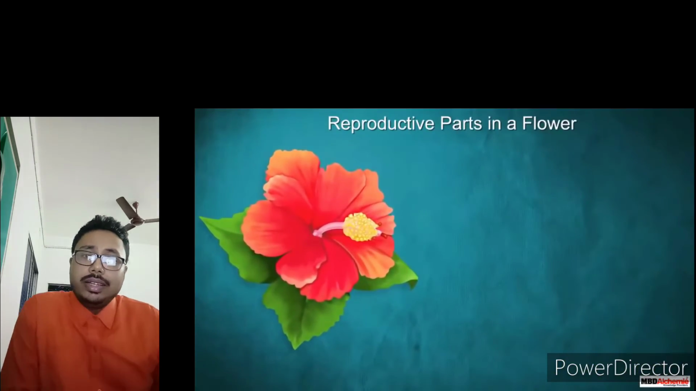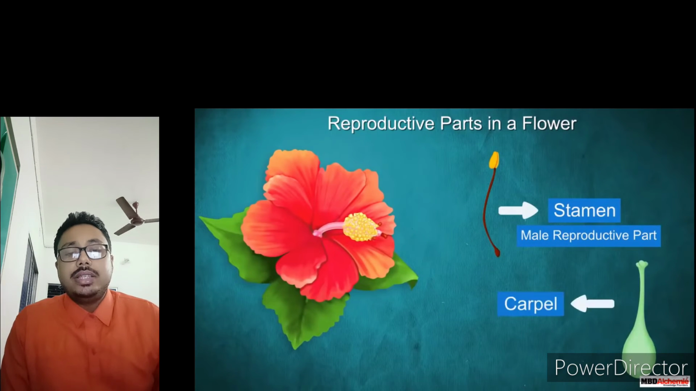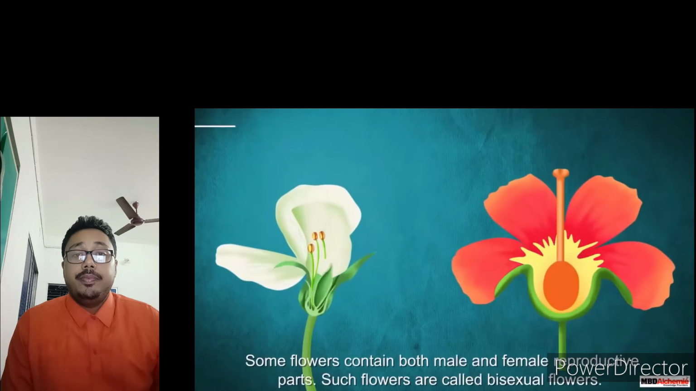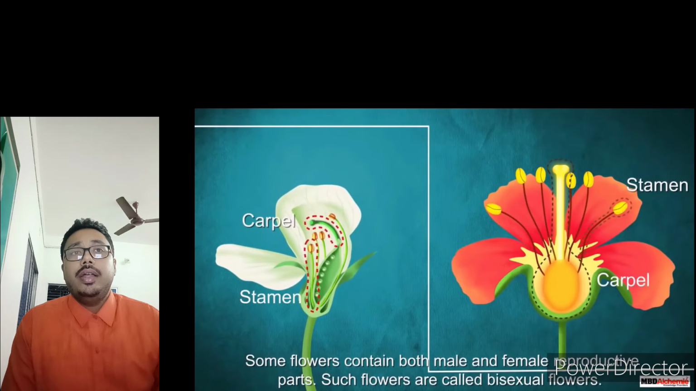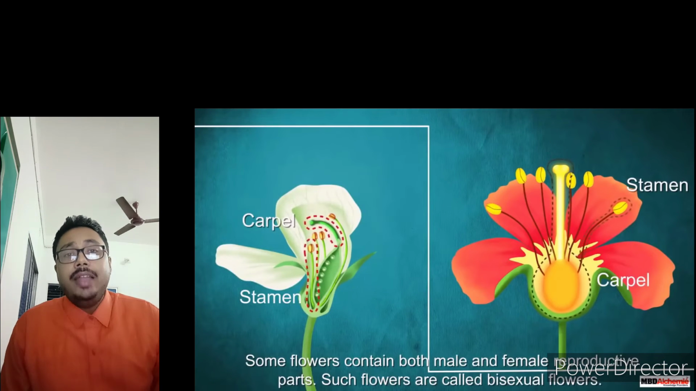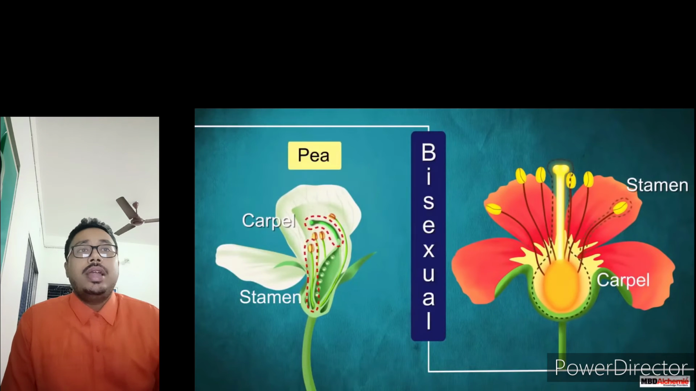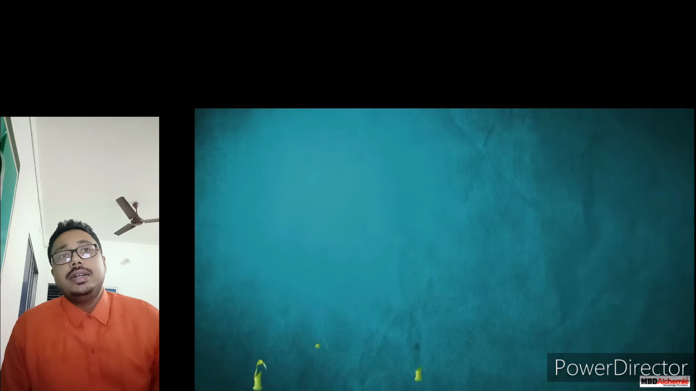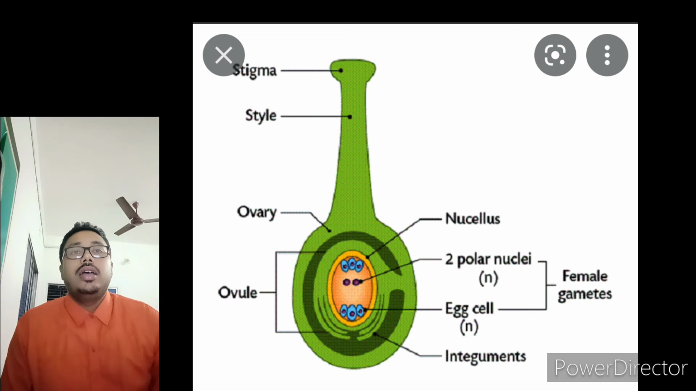Now let us talk about the pistil. Pistil is the female part of the flower. Female part means where the main fertilization occurs. Female part is known as carpel, or we can say pistil. It has 3 parts: stigma, style, and ovary.